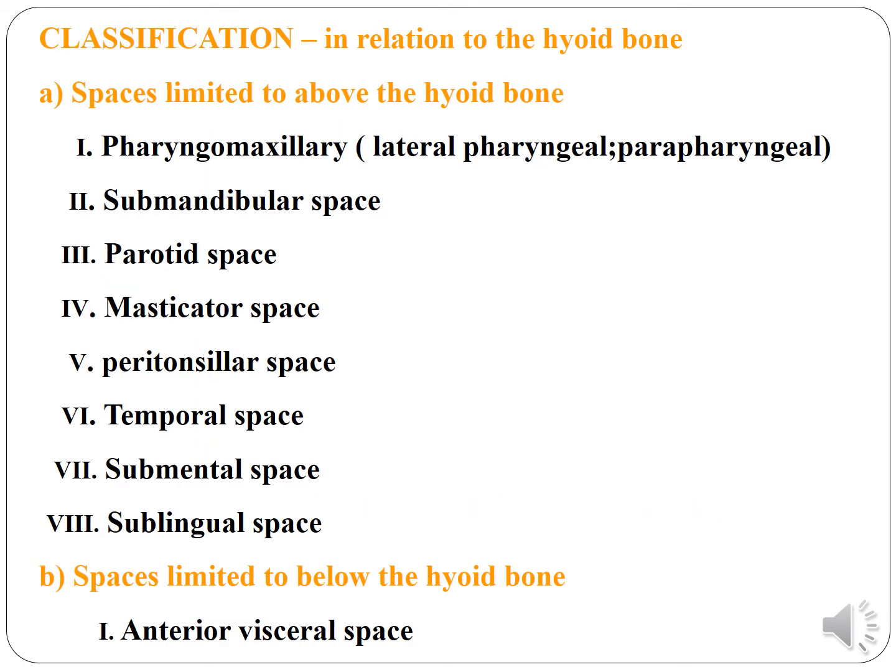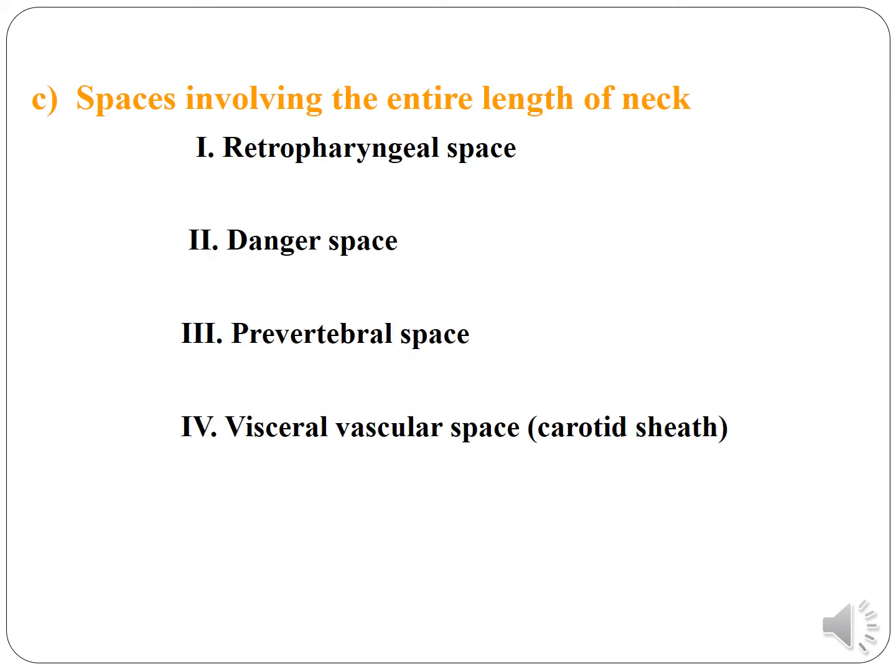Classification of spaces is based on the relation with the hyoid bone. Spaces limited above the hyoid bone are pharyngomaxillary, submandibular, parotid, masseter, peritonsillar, temporal, submental and sublingual, whereas the space limited to below the hyoid bone will be the anterovisceral space. The spaces involving the entire length of the neck will be retropharyngeal space, danger space, prevertebral space, visceral vascular space.